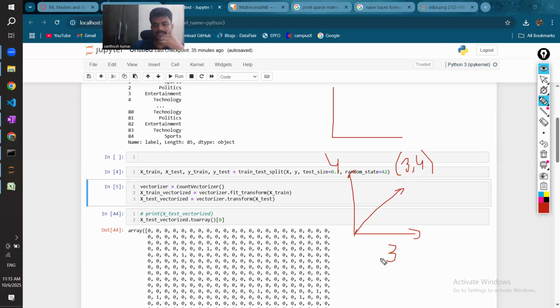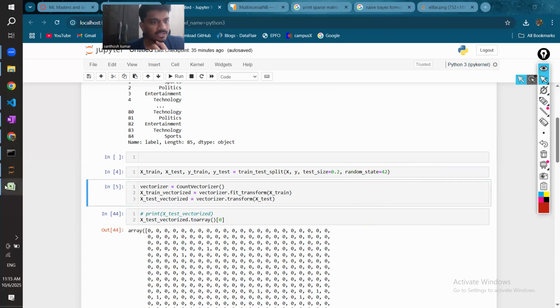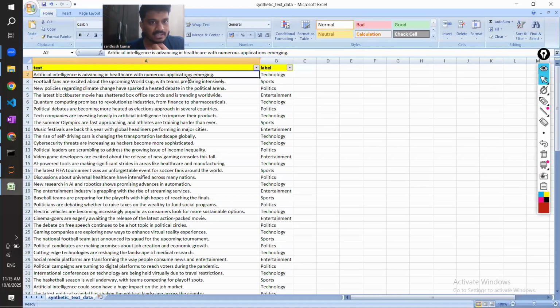So 3 comma 4 means in one dimension its length is 3, in another direction it is 4. Correct. So now what will happen over here is, for example, you are having this.